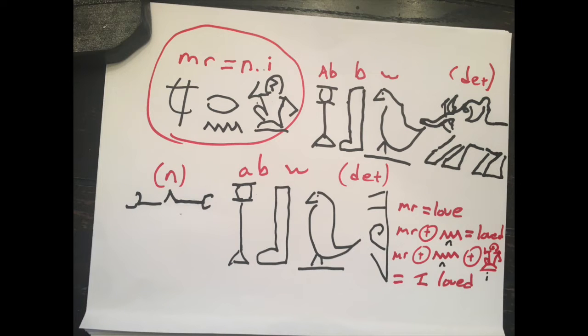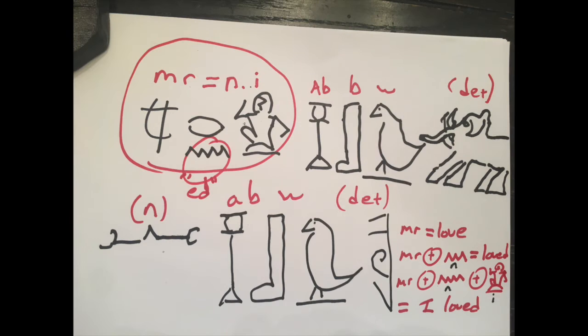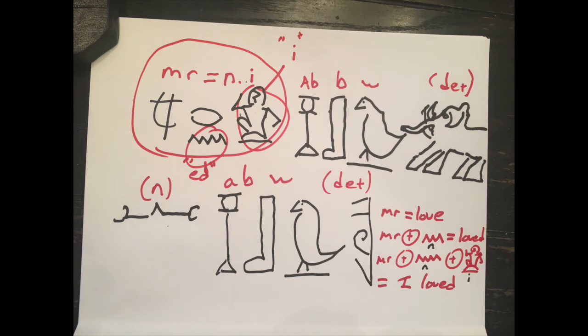And then following that is your pronoun. So in this case, the pronoun for I, which is a person sitting. So this makes it I loved. So you have mer plus N plus pronoun is how you get from love to loved. All right, so we've got our first word. So I loved. Then, as we can continue the translation, we have words from last week.